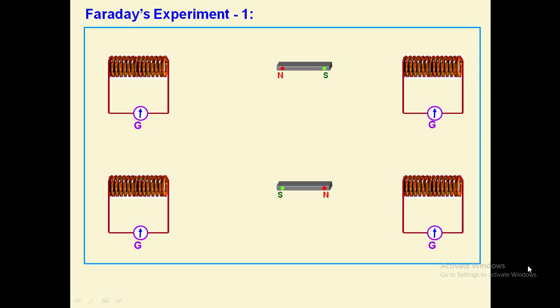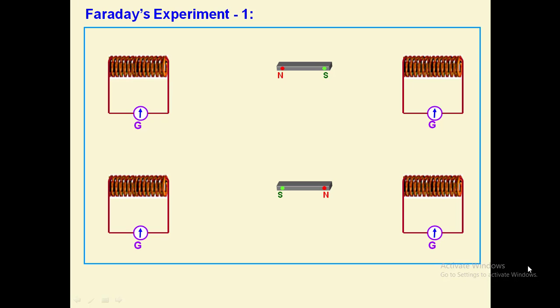Let's see those experiments. Experiment 1. If you see the picture here, you have two solenoid coils which are connected to a galvanometer and separated at a certain distance. In between the two coils there is a bar magnet such that the north pole is facing the left hand side coil and the south pole is facing the right hand side coil. Now all three are at rest.